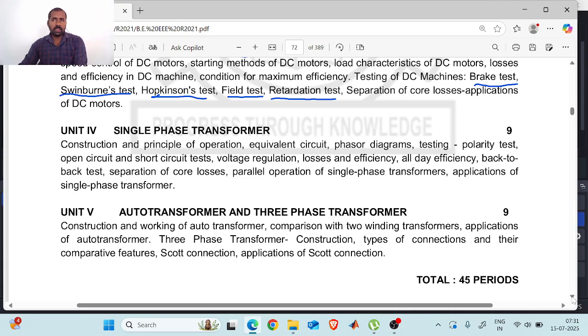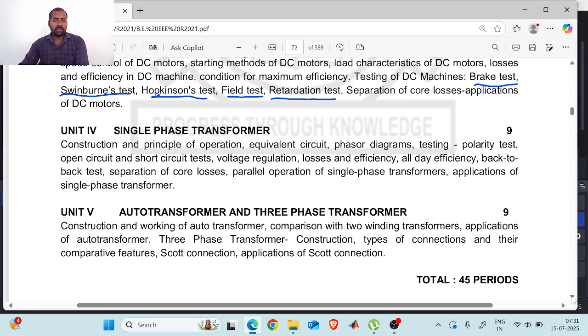So we will connect the single phase transformers in back-to-back connection. We will test that and the separation of core losses. Then by connecting the single phase transformers in parallel, how it will operate, that everything we will study, and what is the benefit of connecting single phase transformers in parallel connection.